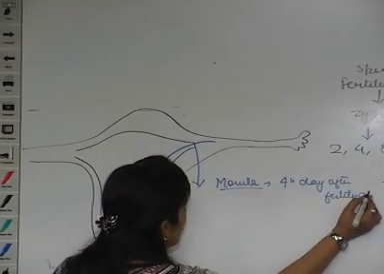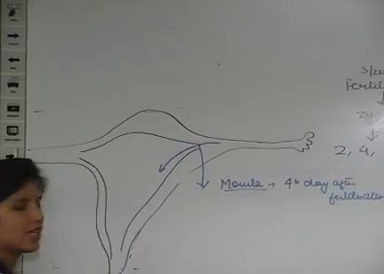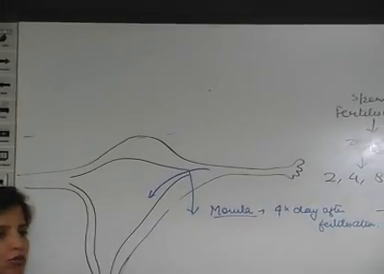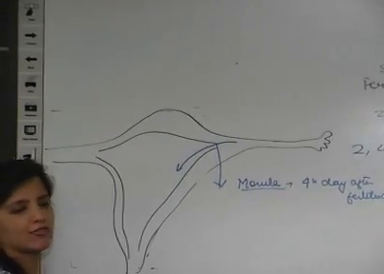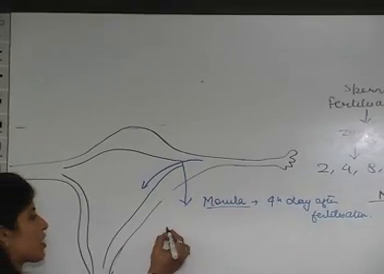And in which form does zygote enter the uterine cavity? Zygote enters the uterine cavity in the form of morula, 4th day after fertilization. Again, coming back to the same concept.